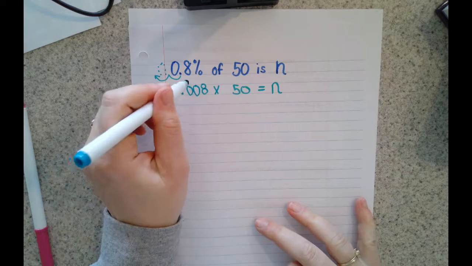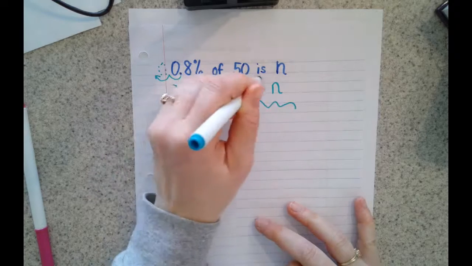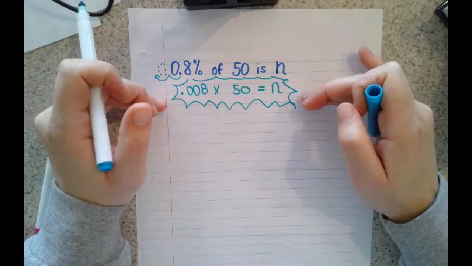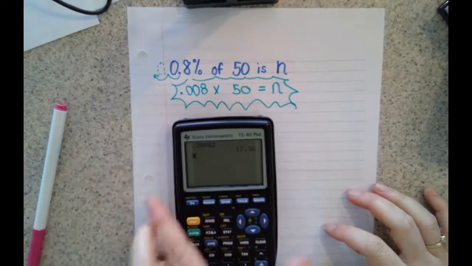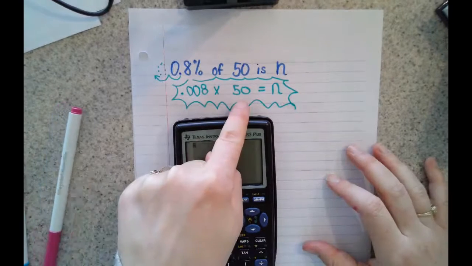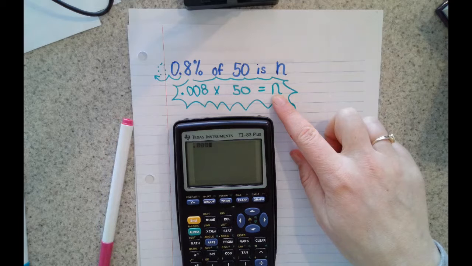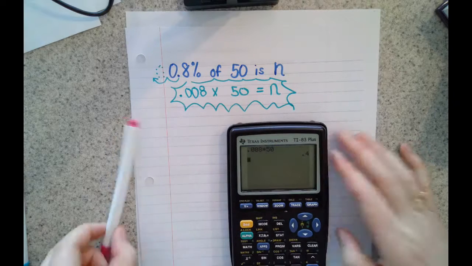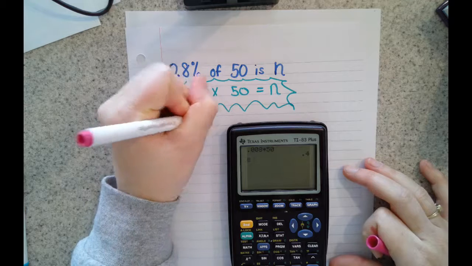Okay, again, this is the work I absolutely need to see on your worksheet. Translate from English language to math language. Then again, I'm okay with you guys using a calculator to do this multiplication. To find n, we have to multiply 0.008 times 50, and I get 0.4. So n, my unknown, is 0.4.